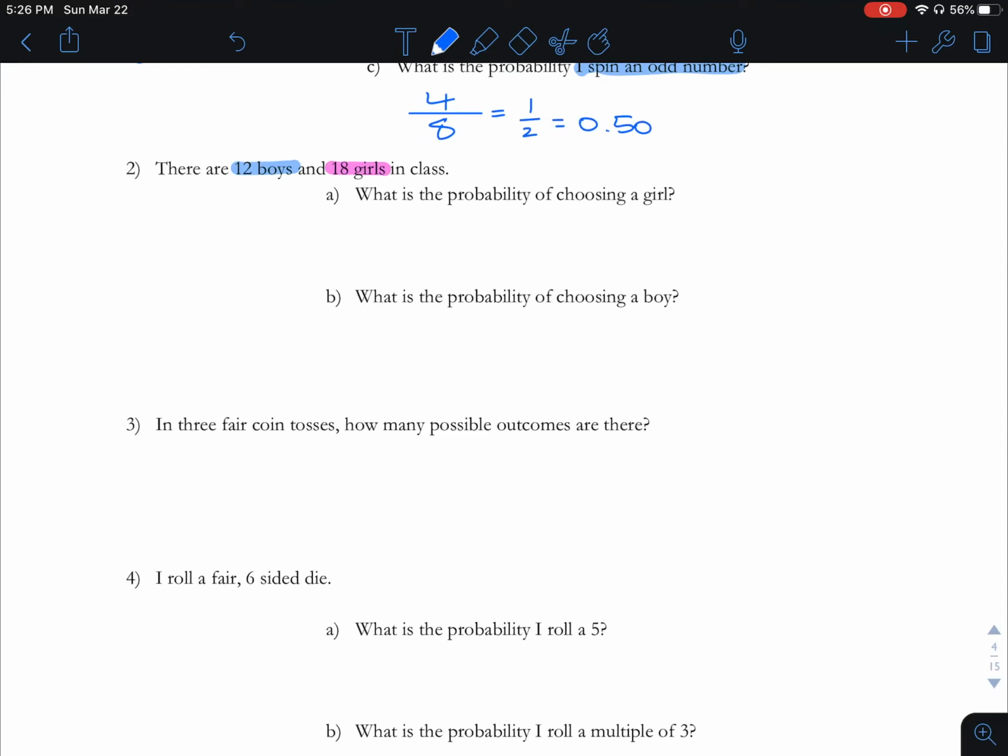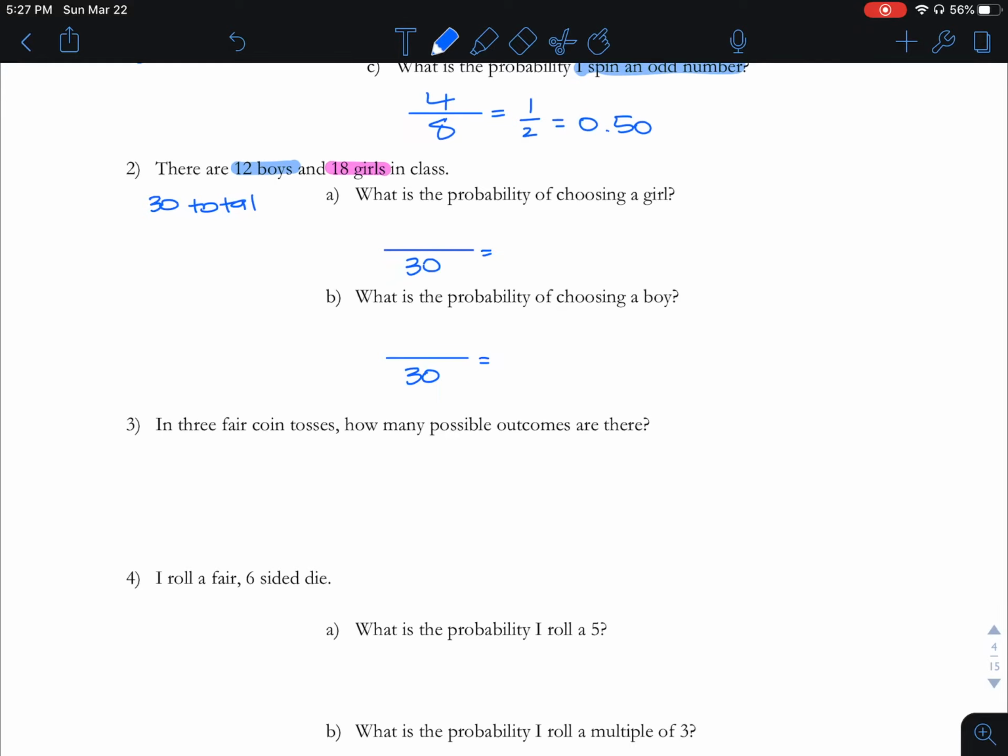Okay, well again, in order to start any of this, I always need that total amount. Well, I have 12 boys and 18 girls. In total, how many people do I have in that class? Well, how do I get that? Well, I gotta add them up. In this case, when I add 12 and 18, I get 30 total. Again, total always goes on the bottom. So I'm going to actually set up both of these real quick.